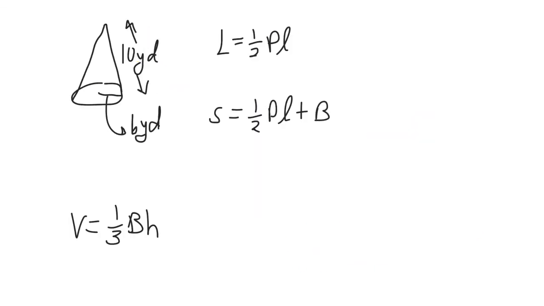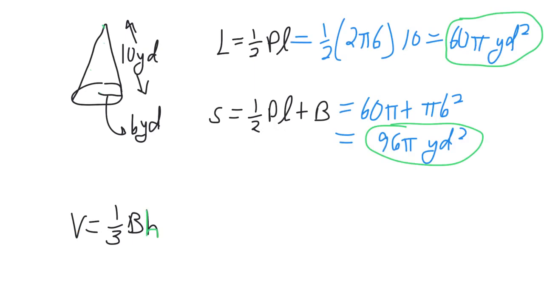In this last example, we have a cone, has a radius of 6, has a slant height of 10, and we are going to find the lateral area, surface area, and volume of this. For the lateral area, it's 1/2 the perimeter of the base, so that's the circumference of this circle, perimeter of the circle, times the slant height.